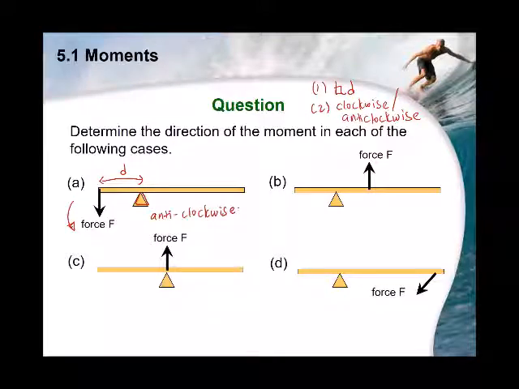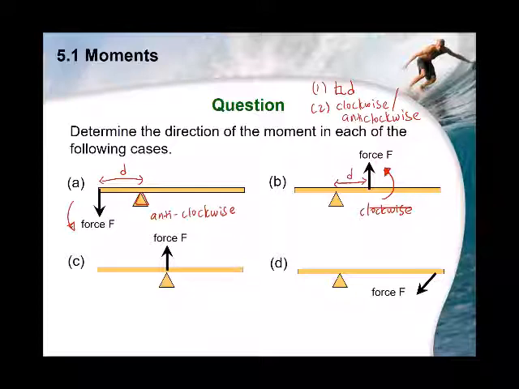What about part B over here? For part B, the perpendicular distance will be from here to here. So this is the perpendicular distance, and the force will cause the object to turn in this direction. When it causes the object to turn in this direction, we say that this is a clockwise moment.